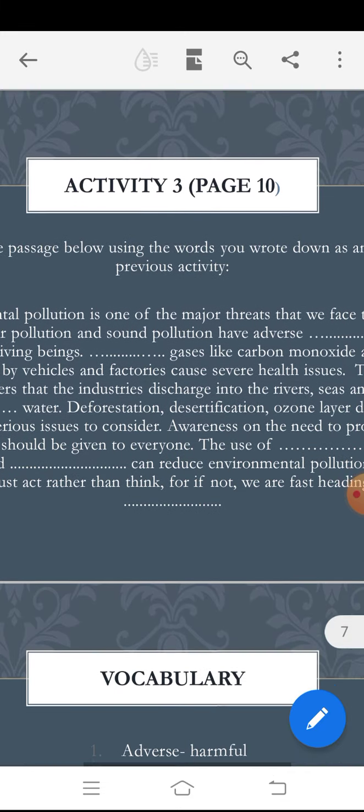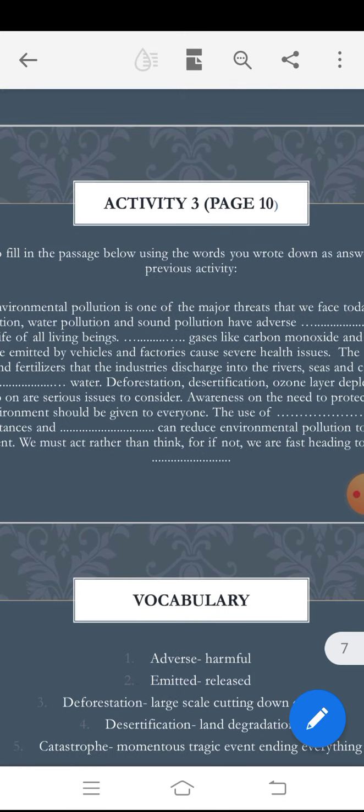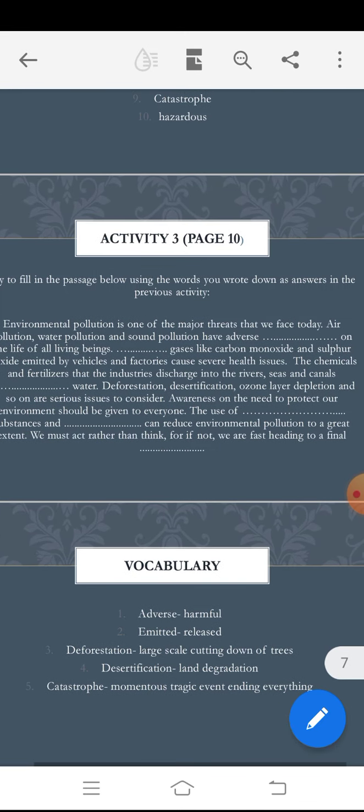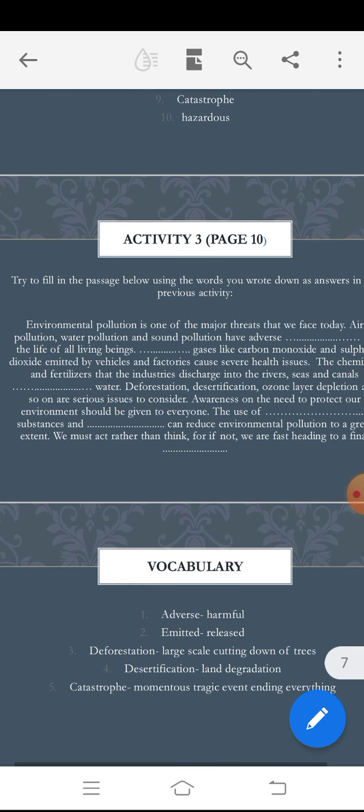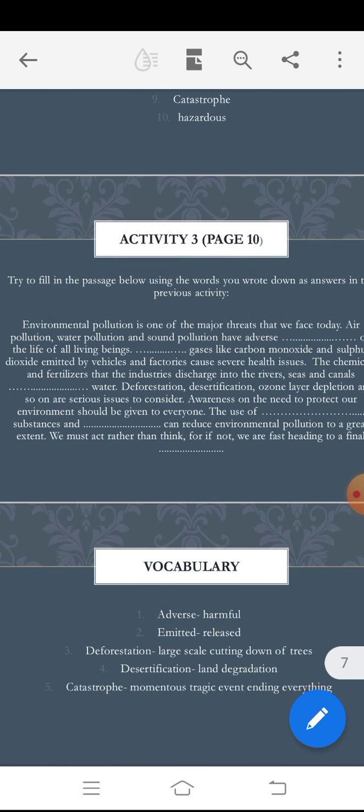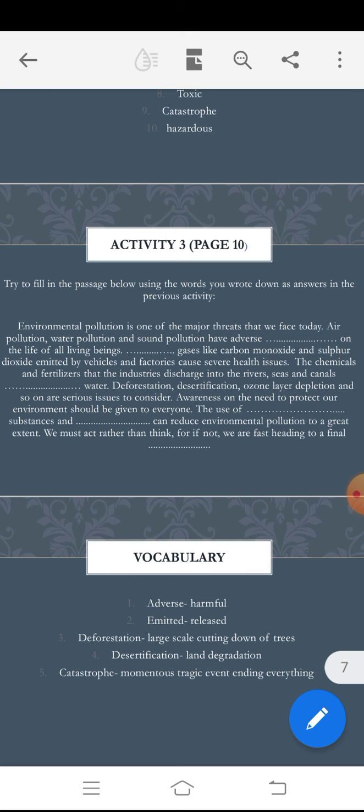Now we'll do a second activity. In this activity you have to fill in the blanks with the words from the previous activity. So we'll begin with this one. Environmental pollution is one of the major threats that we face today. So it is one of the major threats. It's a very big threat to us, environmental pollution. It is dangerous to us, harmful for us.